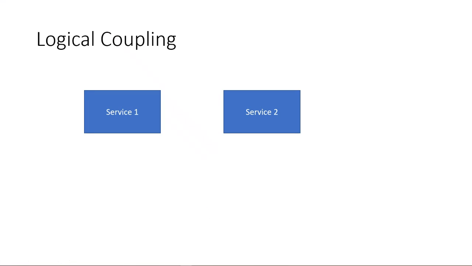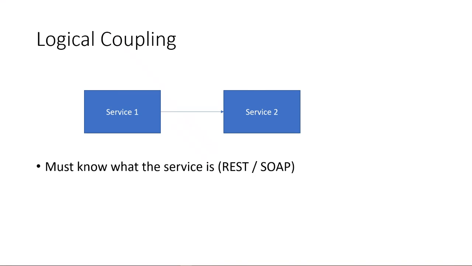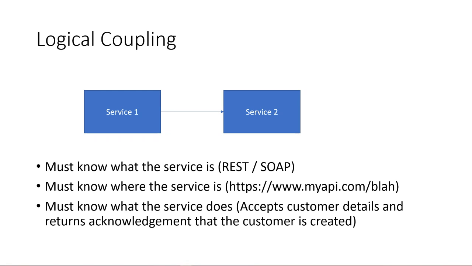Okay, so let's drill into what logical coupling is. I've got two services here. You can transpose the term service for process or whatever. So this might be a website, and this might be an API. They might both be APIs. It doesn't really matter. But service one calls service two. The problem is that service one needs to know what service two is. It needs to know where it is, and it also needs to know what it does. So, in this case, it accepts customer details, for example, and returns an acknowledgement.